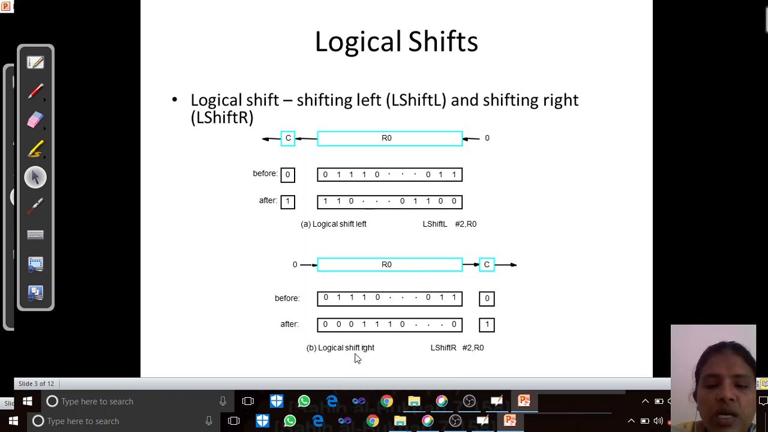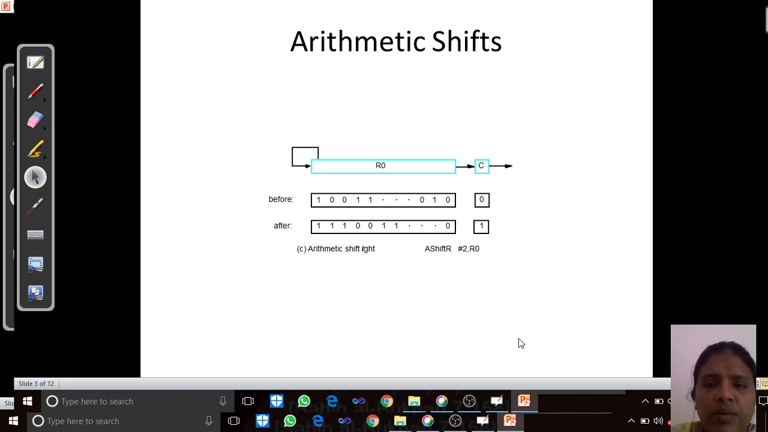Similarly, logical shift right. When you are shifting right, the vacant position is filled with 0. Already one 0 is there. Twice if you shift right, 2 more zeros are added, so 3 zeros are there in the result. This bit will be stored in the carry. This is discarded, this is discarded. Another time you shift, this one has appeared here.